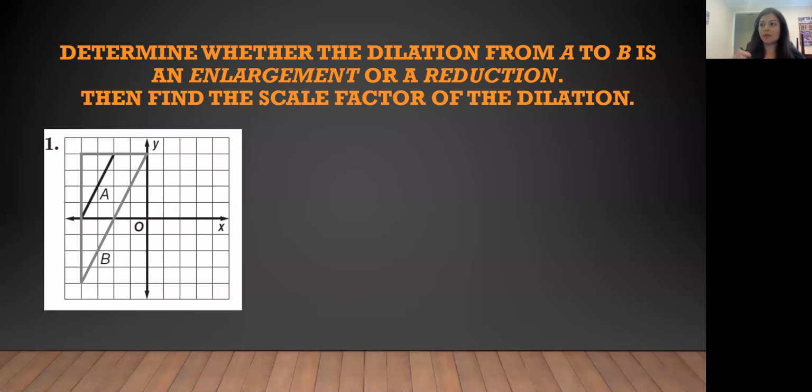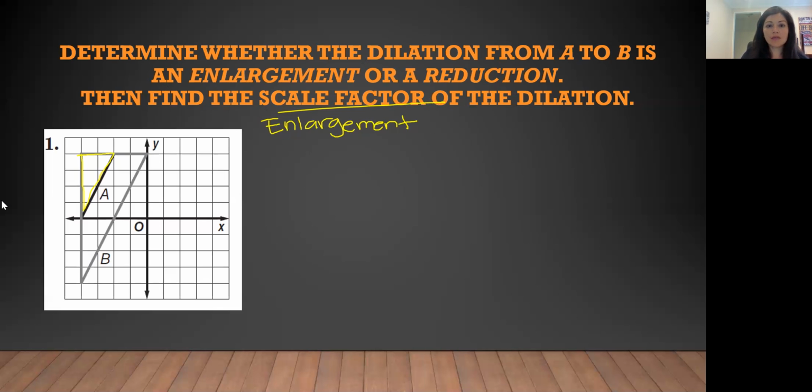For number 1, it says to determine whether the dilation from A to B is an enlargement or a reduction, then find the scale factor of the dilation. Going from A, this is triangle A and then triangle B. Obviously B is larger, so this is going to be an enlargement. To figure out the scale factor, because that's just part of the answer, you have to find the differences in 2 of the vertices.